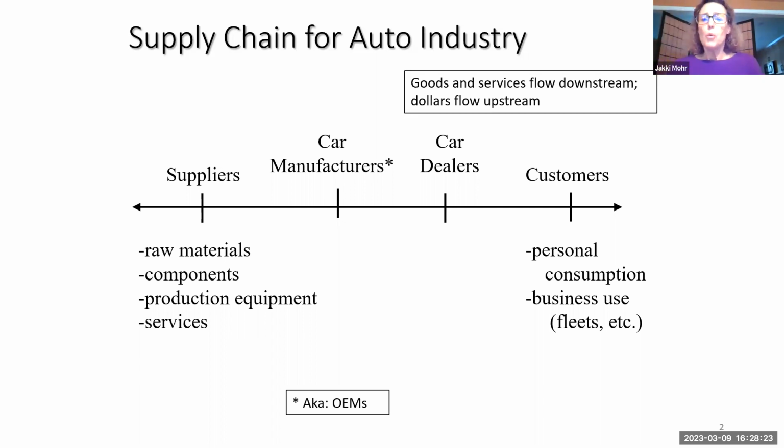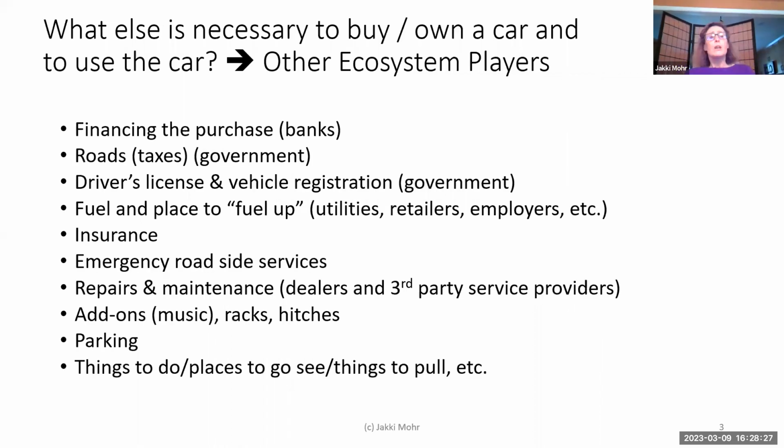This constellation of partners is very important, but when a customer decides to use a particular product, such as a car, we also know that there are additional considerations that need to be involved. So from a customer perspective, the question becomes, what else is necessary for a customer to buy and own a car or to use the car? And these are called the other ecosystem players.